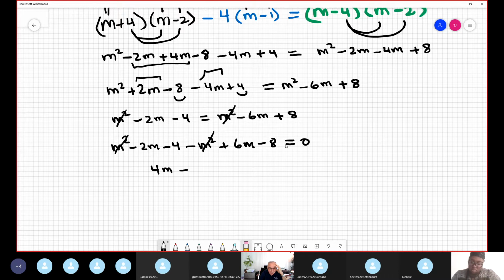And this is minus 12, no? Minus 12, because negative 4 and negative 8 is negative 12. Now it's a linear equation, not quadratic, because the quadratic term disappears at one moment of the procedure. Now, 4m equals 12, divided by 4, m equals 3.